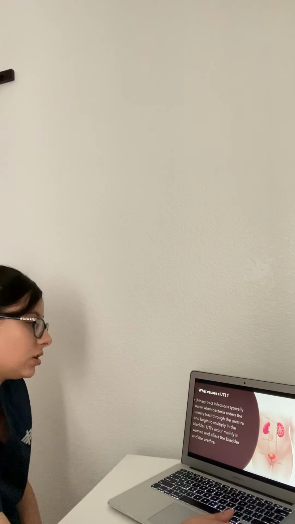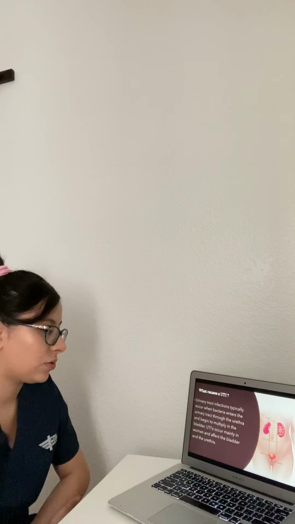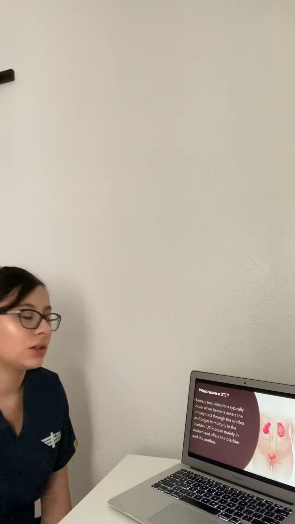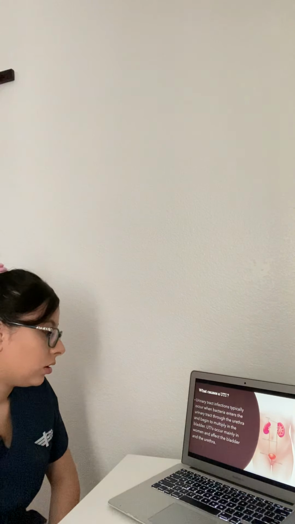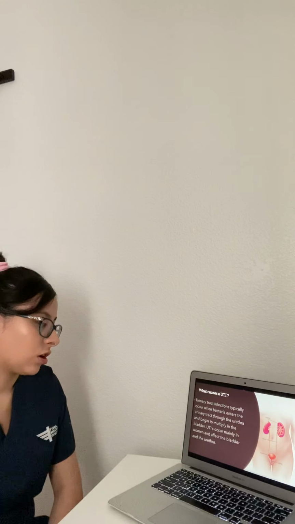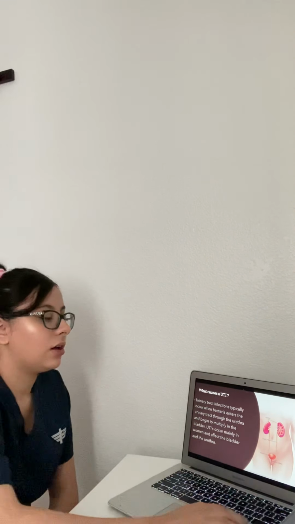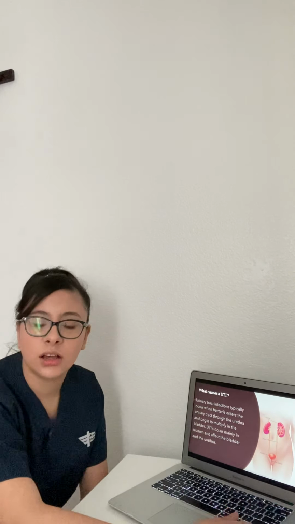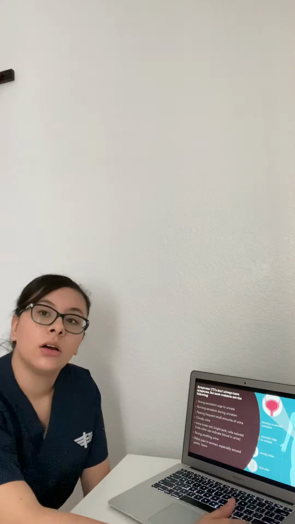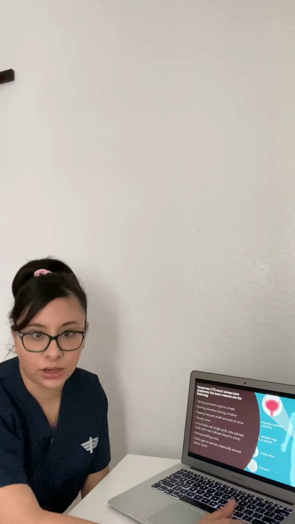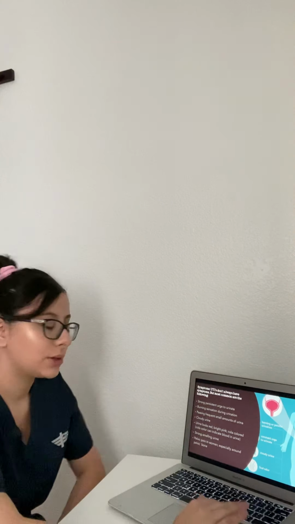A UTI is usually caused by bacteria that enters the urinary tract through the urethra, which begins to multiply. They usually occur in women and affect the bladder and the urethra. We will get more in depth of what causes it and the types of UTIs you can have. There's 3 common types, and we will go through all of those.